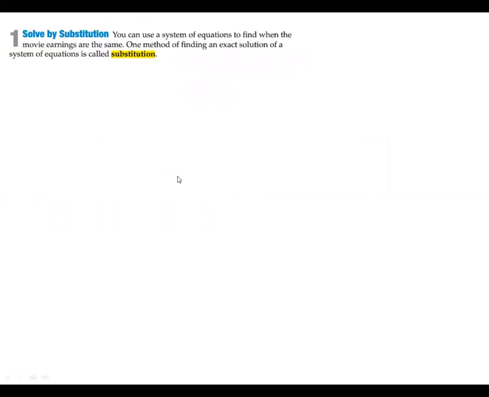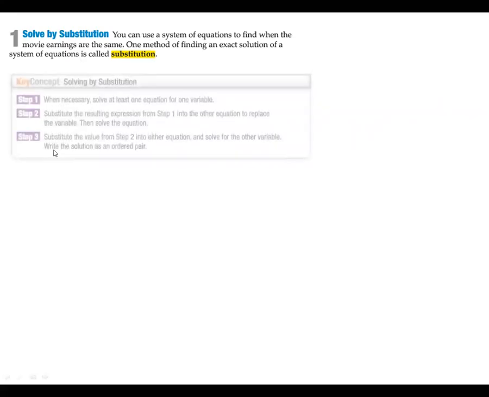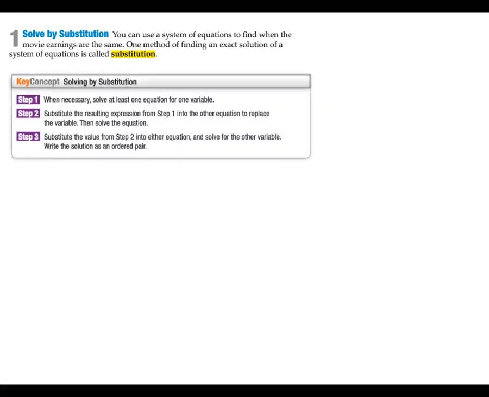Well, what's it mean? Well, to solve systems by substitution, you can use a system of equations to find out when the movie earnings are the same. One method of finding an exact solution of a system of equations is called substitution. So here's how we solve by substitution. So when we're talking about movie earnings, suppose you had two different movies that cost different amounts to make and they made different amounts from the theaters. Well, when would their earnings be the same, if at all?